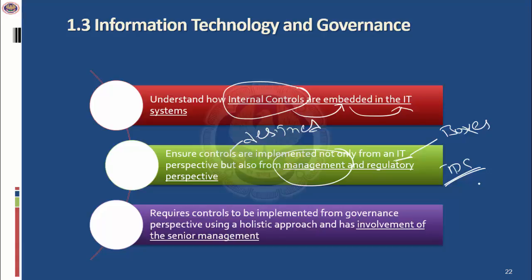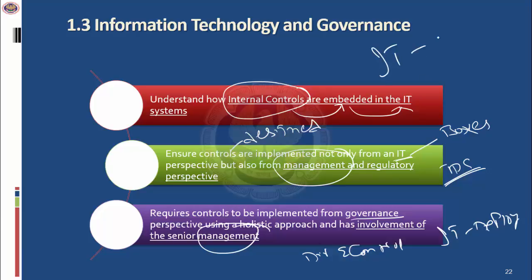When you talk about information technology, it also requires that controls are implemented from a governance perspective. What is meant by governance perspective? That the senior management is involved in providing direction and control of how information technology is deployed within an enterprise. So it means you're looking at information technology not only from the point of operations, but from the point of strategy, and also from the point of competitive advantage.